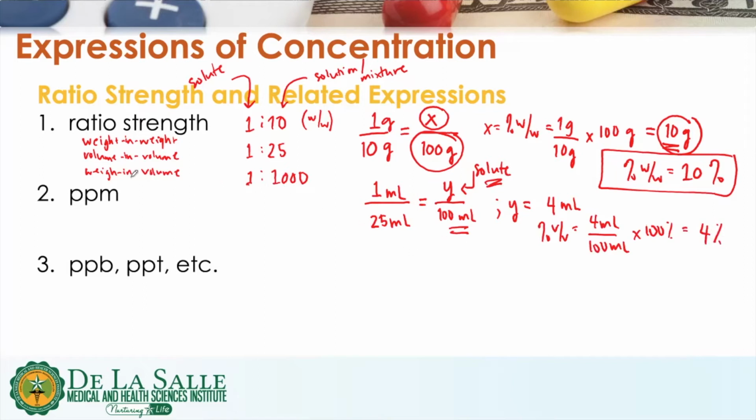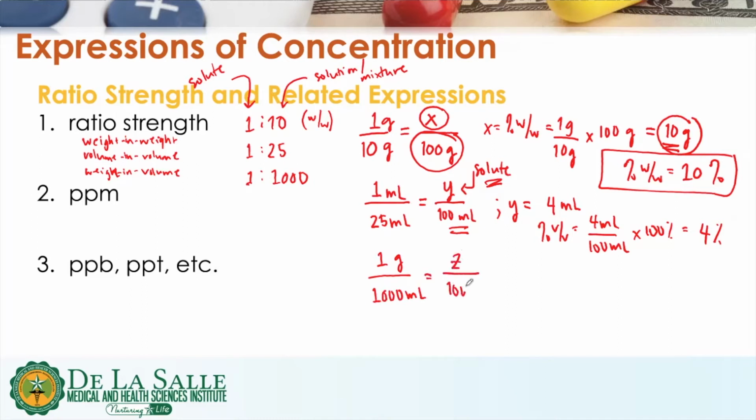Now, if the ratio strength is 1 is to 1,000 and it is in terms of weight in volume, we have 1 gram of the solute in every 1,000 milliliters of the solvent.